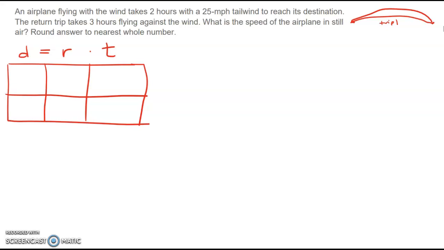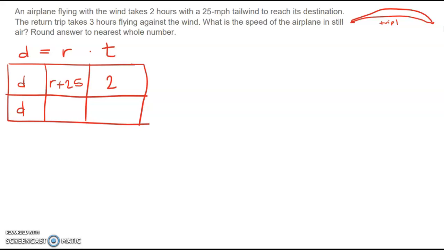Now we've already talked about the distance being the same for each, and so we don't know the distance, so we're just going to put D for distance for both of those. Now we have an airplane flying with the wind, takes 2 hours with a 25 mile per hour tailwind. We don't know how fast the plane is going, so we'll just call the rate of the plane R. But we know it has a tailwind, which is pushing it, making it faster. So we're going to have R plus that 25. And it tells us that took 2 hours.